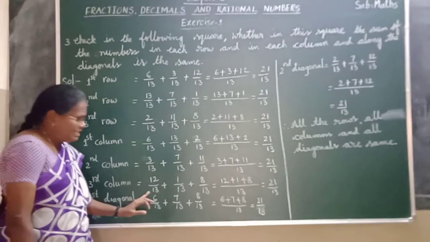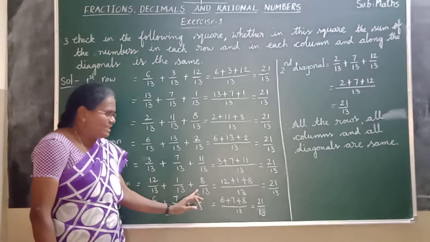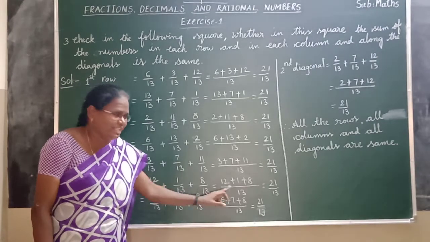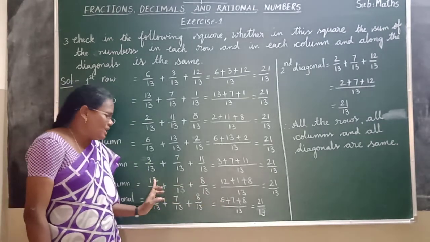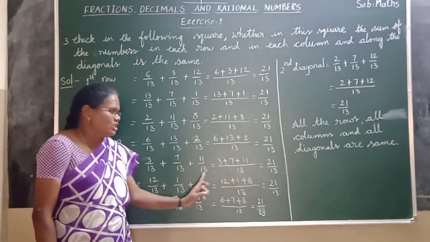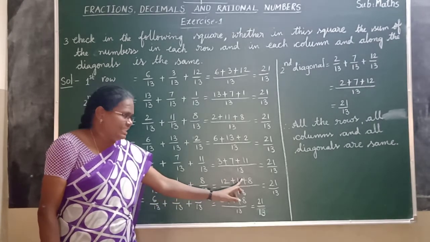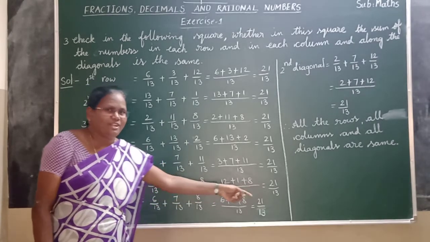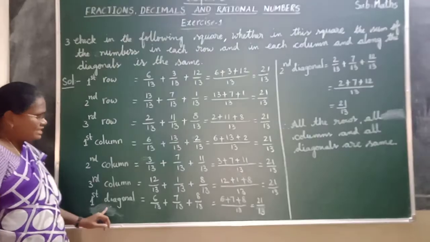Next, third column: 12 by 13 plus 1 by 13 plus 8 by 13. What is the LCM, children? 13. Add the numerators: 12 plus 1 plus 8. 12 plus 1 is 13. 13 plus 8 is 21. 21 by 13.